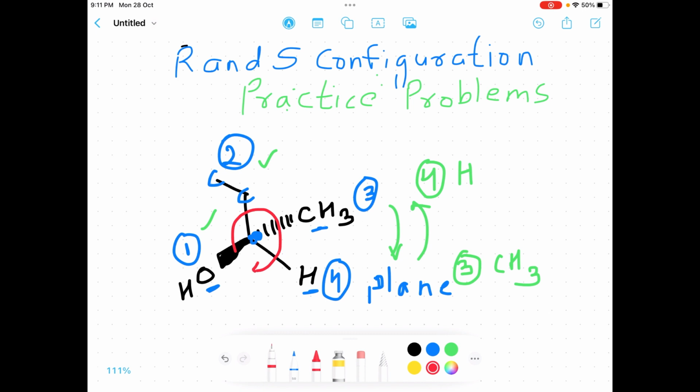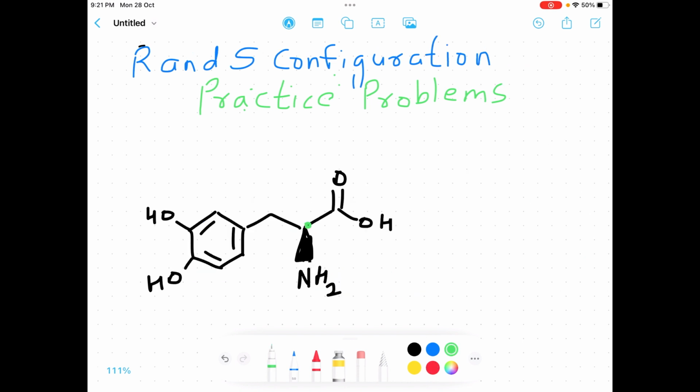So this is, at the moment, R configuration, but this configuration we are getting after swapping it. That means the configuration you are getting after swapping is R, but it is the reverse of the original configuration. So the original configuration will be S configuration for this molecule.